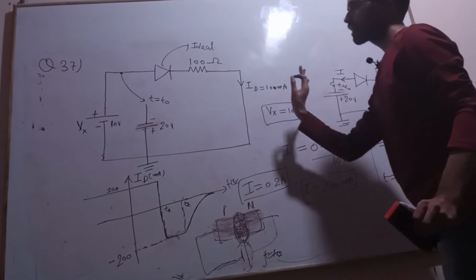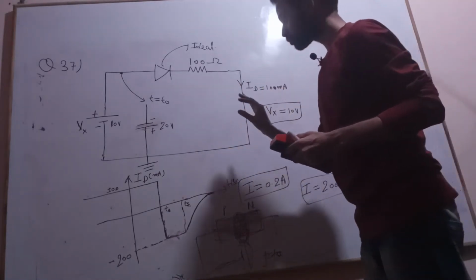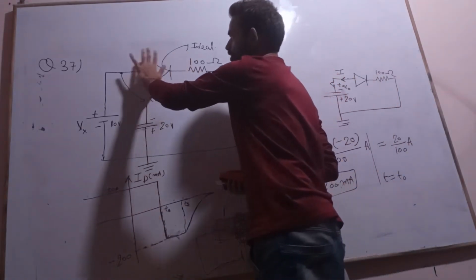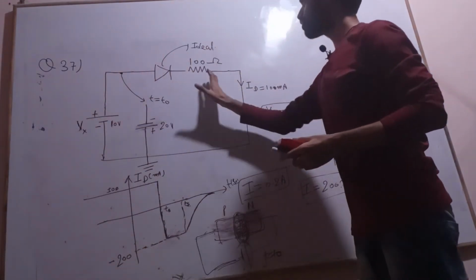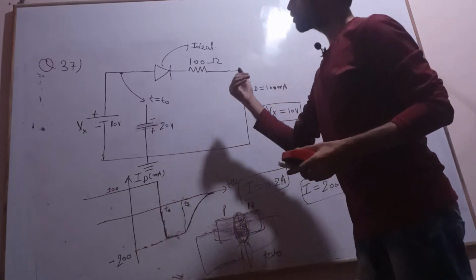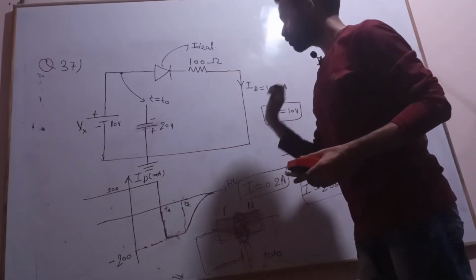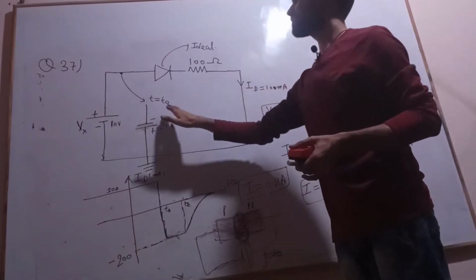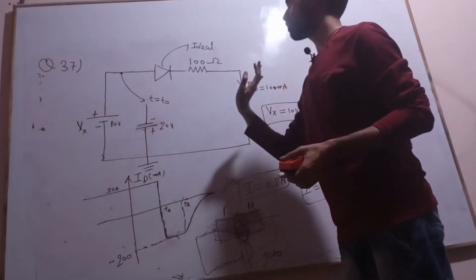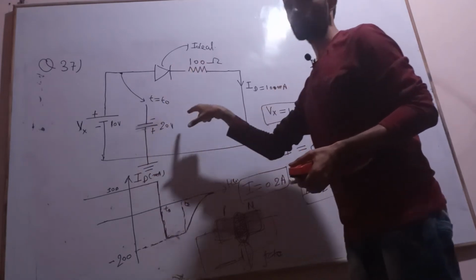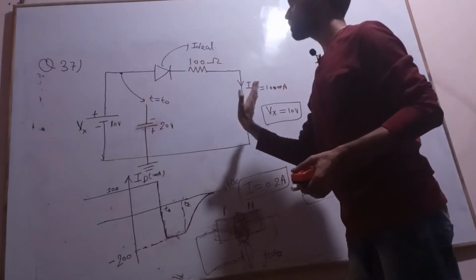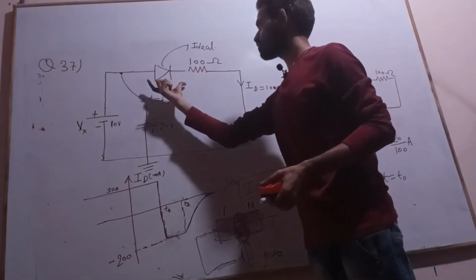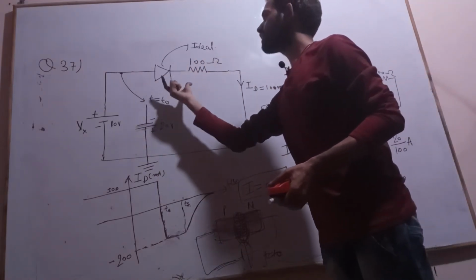200 milliampere. Again, you see why it is happening. Ideally, for a long time this diode is in reverse bias. But instantaneously, at time t equal to t naught, this diode is still conducting. Why? Because of minority charge carrier storage within the depletion region.